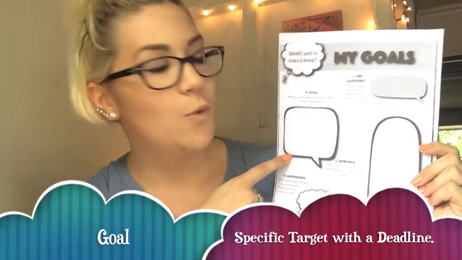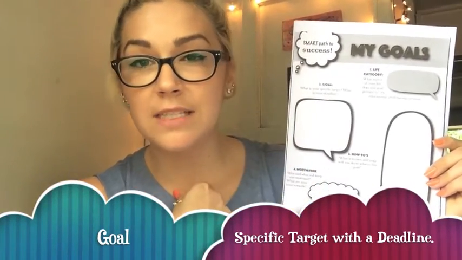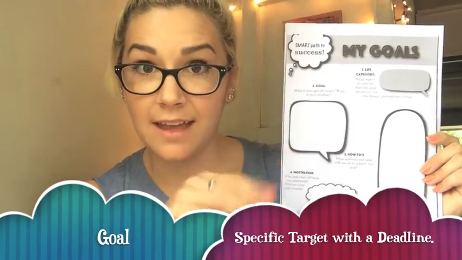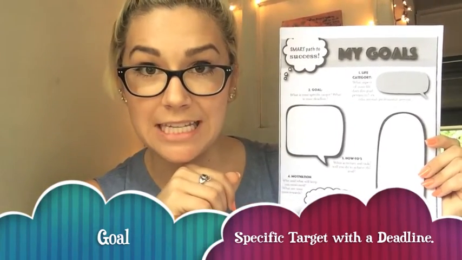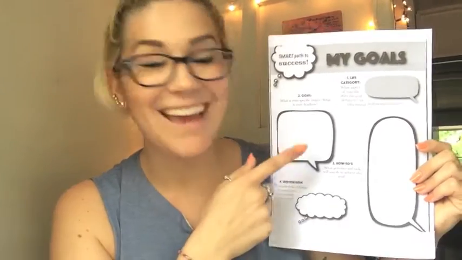Step 2 would be to write down your goal. What's your specific target and what's a specific deadline? So you want to add in that little bit of time-boundedness in there and give yourself a deadline about when you're going to reach this target. So this is your more overarching but specific goal.